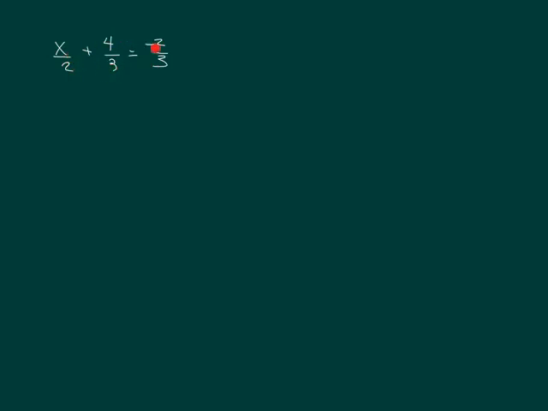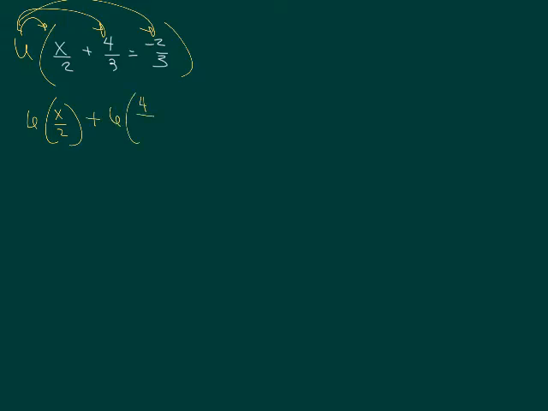So remember, we don't like to work with fractions, so in order to get rid of the fraction, we're going to take our least common denominator, 6, and multiply the whole thing by that 6. So let's go ahead and just distribute this and write it out as being distributed. So I'm going to take 6 times x over 2 plus 6 times 4 over 3 equals 6 times -2 over 3.